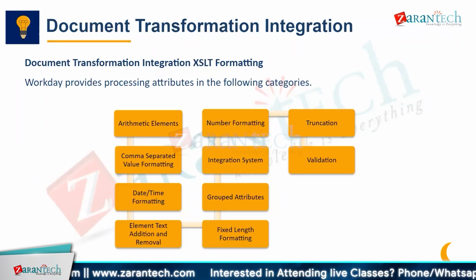Element text addition and removal. So if you want to add extra text, for example, with the preferred name, you would like to add underscore first name as a document header, you can do that with this text addition and removal element. You can do fixed length formatting for particular objects or headers. You can have group attributes. You can set up integration systems. You can do number formatting. You can do truncation, and you can do validations as well.